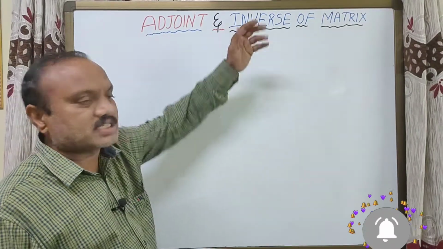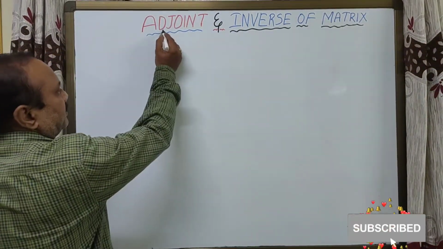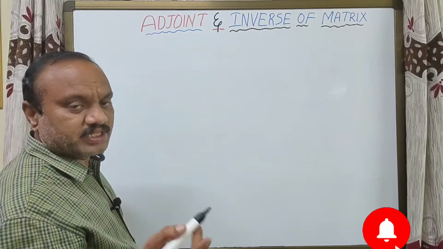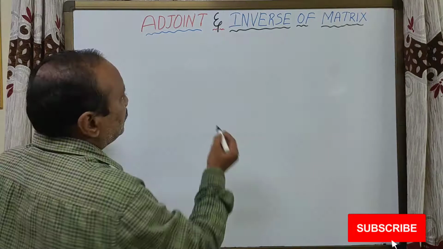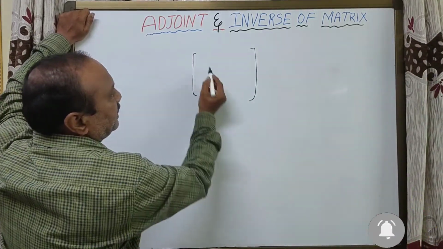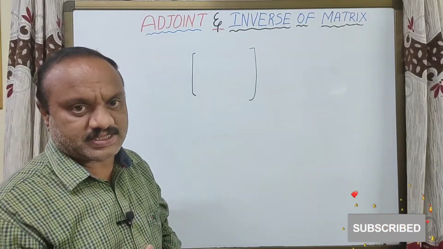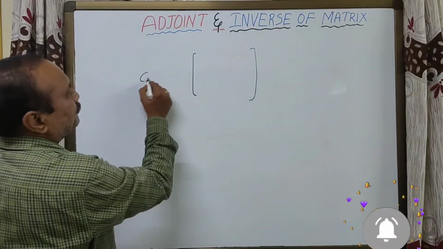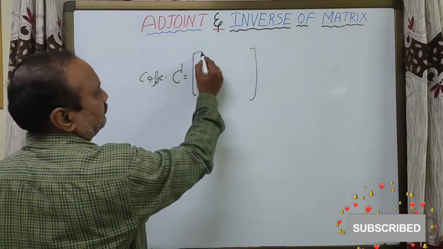Adjoint and inverse of matrix. What is the adjoint of the matrix? Before that, we have to find the coefficient matrix. The coefficient matrix is nothing but replacing the elements of the matrix with their corresponding cofactors. That is called the coefficient matrix. The coefficient matrix is denoted by C.